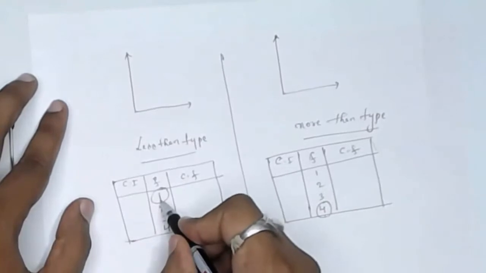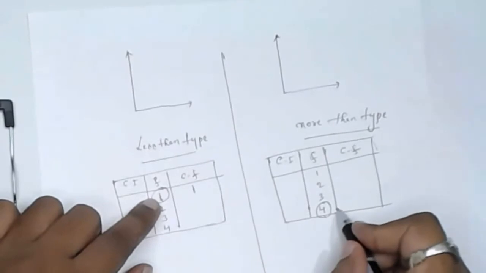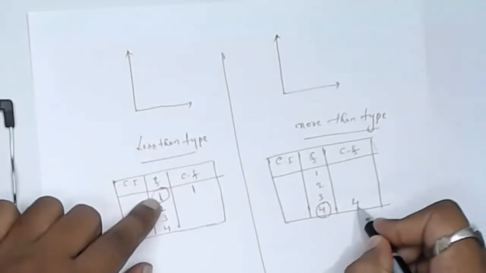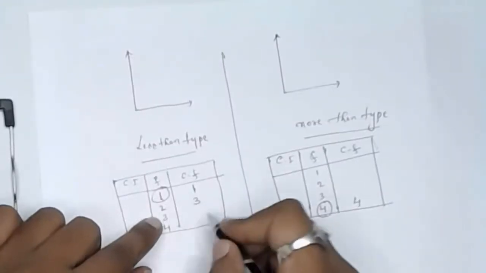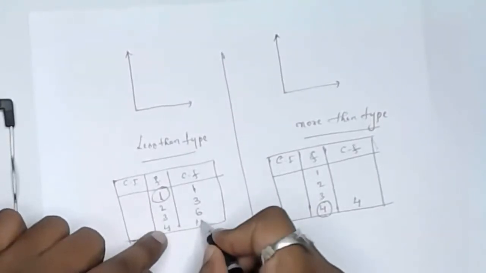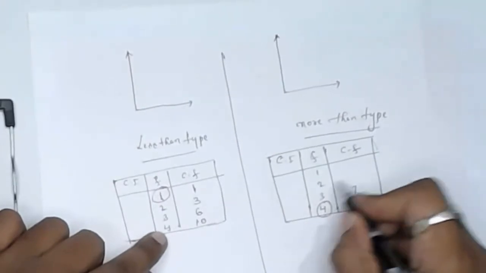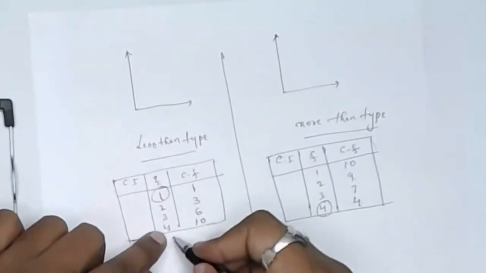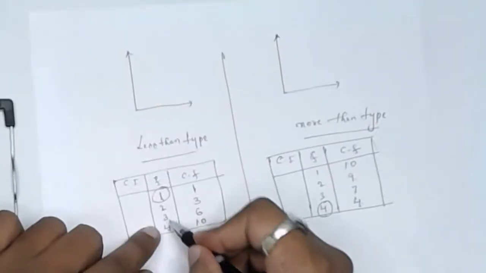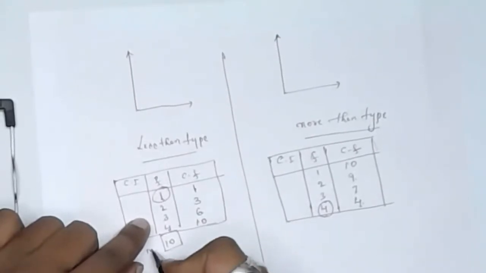In less than type, first what do we do? We write this as it is. But in more than type, we write the last digit as it is. Now start adding the numbers. 1 plus 2, 3. 3 plus 3, 6. 6 plus 4, 10. Here also 4. 4 plus 3, 7. 7 plus 2, 9. 9 plus 1, 10. Now add all the f: 1 plus 2, 3. 3 plus 3, 6. 6 plus 4, 10. So the value of N is 10.